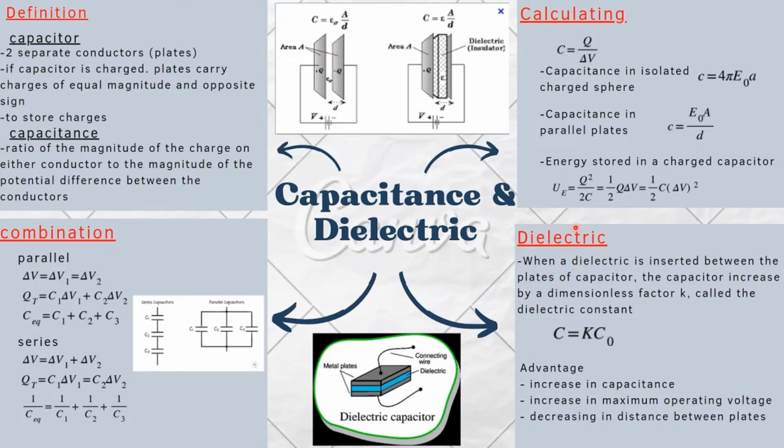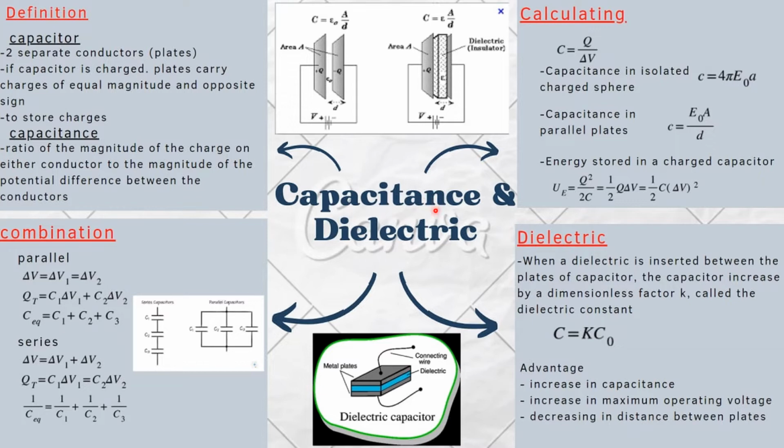So there are three equations that we can use to calculate the energy stored in a charged capacitor. This is the first one, the second, and the third. These three equations can apply to any capacitor regardless of its geometry. For a given capacitance, the stored energy increases as the charge and the potential difference increase.